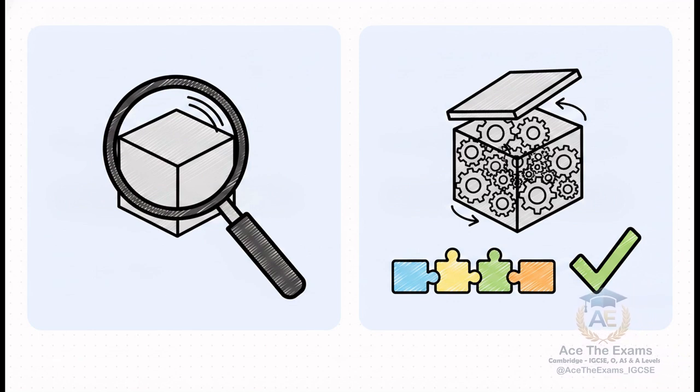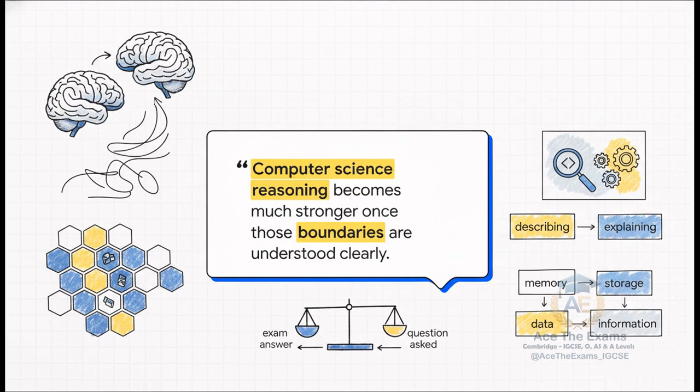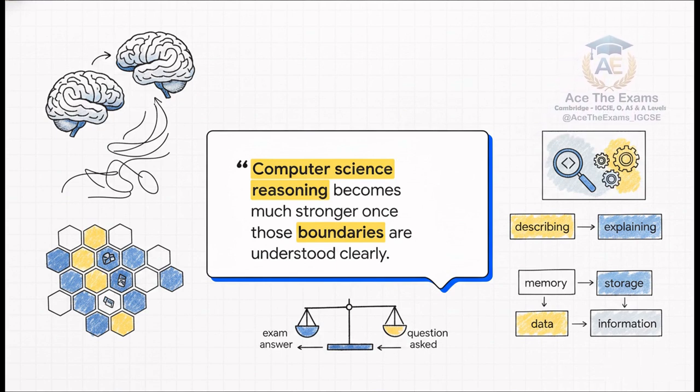That right there is the computer science success blueprint in action. That incredible transformation happened for one simple reason: we respected the boundaries of the subject. Remember this quote: computer science reasoning becomes much stronger once boundaries are understood clearly. Knowing the strict difference between describing and explaining, or memory versus storage, or data versus information, often entirely controls the success of your whole exam answer.